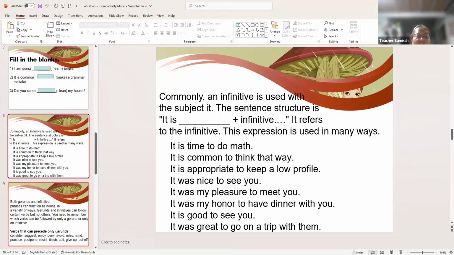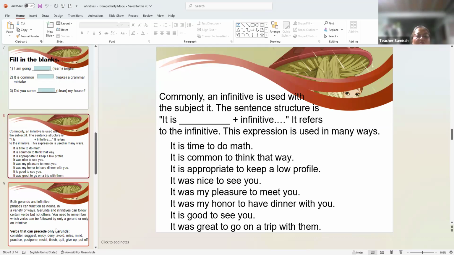"It" is actually a pronoun, and then it is connected with the infinitive, to do. It is time to do math. So we are actually referring to the infinitive. Okay, it is actually referring to the infinitive to do.